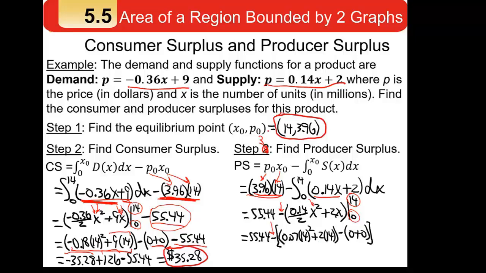But when you plug 14 in here and here, you get a 14 squared here and a 14 times 2 there. 14 squared times 0.07 comes out to be 13.72, and 2 times 14 comes out to be 28. And remember, that minus sign is still sitting there, and that 55.44 is still sitting there. So when you simplify that, 13.72 plus 28, you get 41.72, and then you've got 55.44 minus 41.72 is $13.72, and that is a producer surplus.